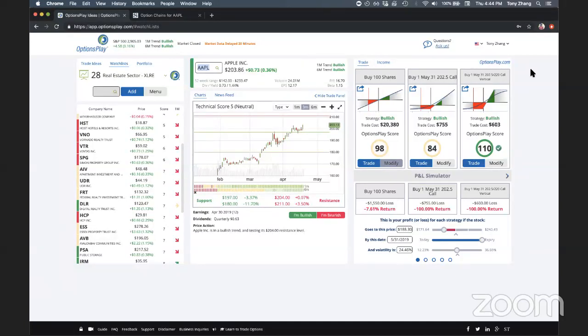Why don't I start pulling some names from the chat window already? So again, if you have some names that you want me to take a look at, please type the symbol and whether you're bullish or bearish on that specific name, and we'll take a look at some ideas.